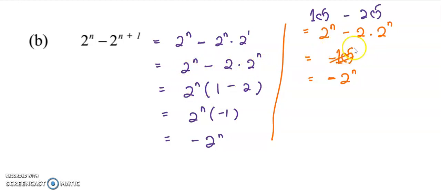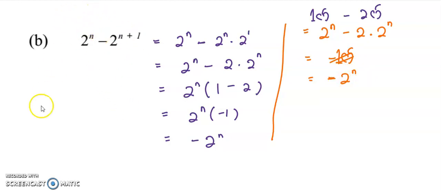Or you can go for the second method, where you see this as your a. If you don't like the apple, you can assume that the 2 power of n is a, so you have a minus 2a. What do you get? You get negative a, where your a is your 2 power of n.